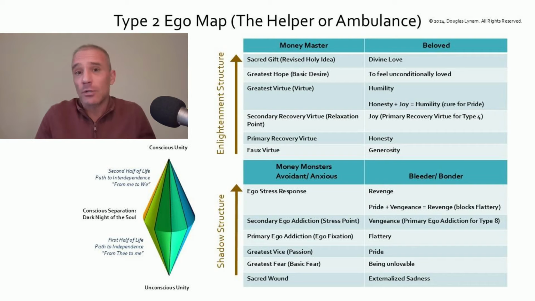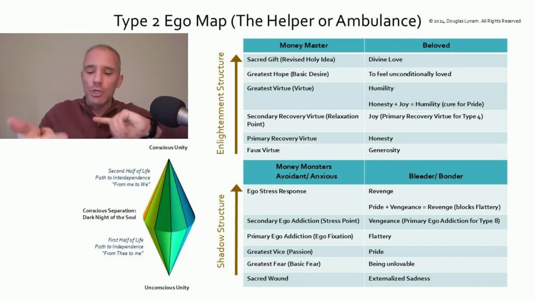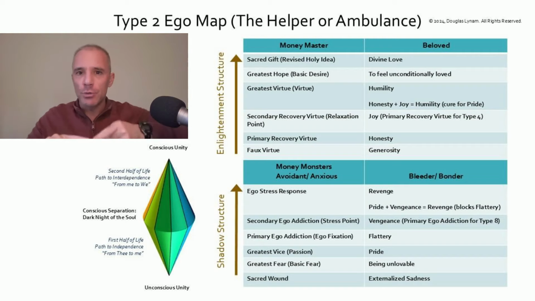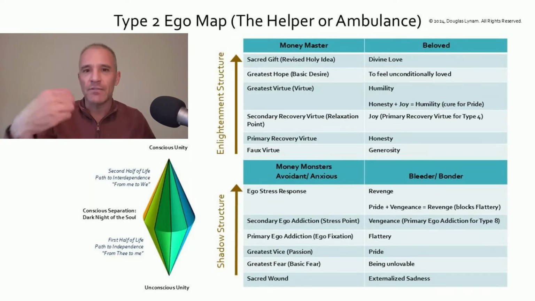So they start to look more like a healthy type 4, because joy is the primary recovery virtue for a 4. They don't become a 4. They just have more of those traits as they learn to practice joy and gratitude for what's beautiful and wonderful around them in the present moment. And then honesty and joy, those two secondary virtues, combine to create their super virtue or their highest, greatest virtue, which is humility. So humility is the antidote to the pride, which is their greatest vice, which is driving all of their unhealthy behavior. And so humility for a 2 is again the combination of joy and honesty.